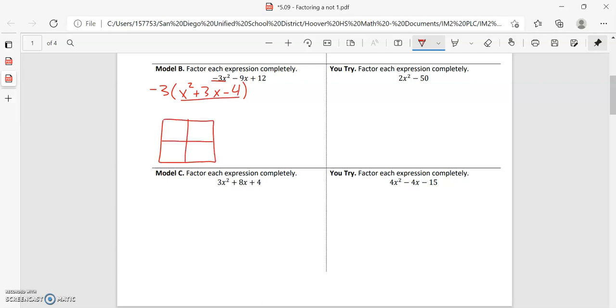We're only focusing on this part, okay? The -3 is just going to sit there until the very, very end. X squared, -4. Do our little cross method. A times C and our B. A times C is -4. Our B is 3. So what numbers multiply to -4, and we need to add to +3.